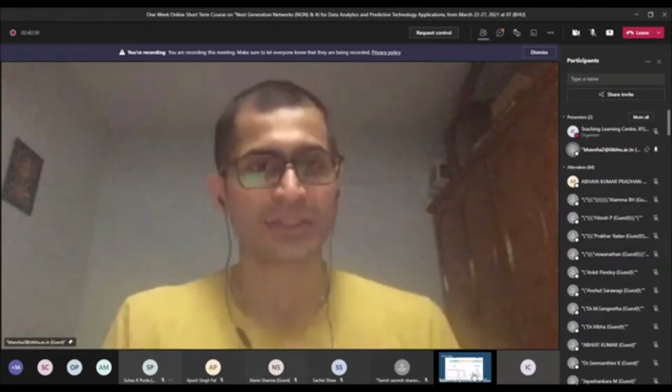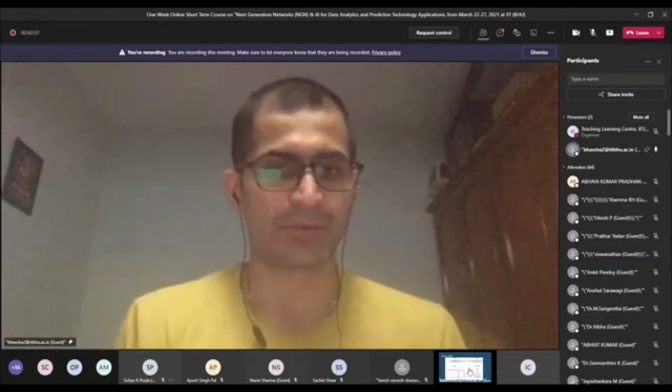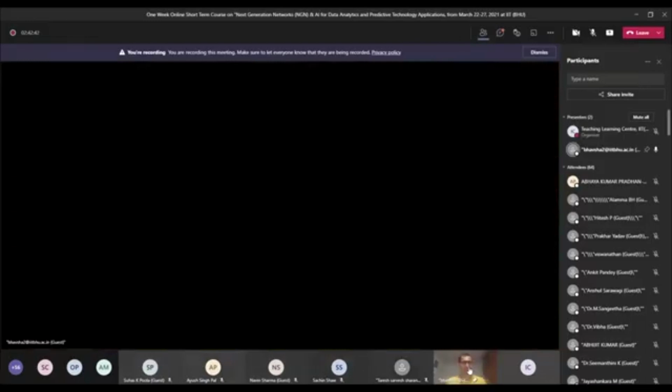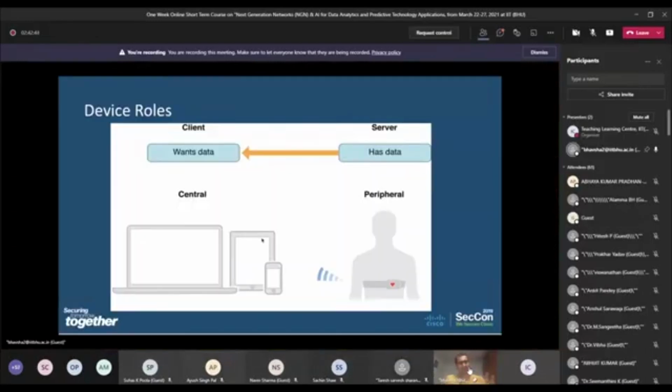So as you can see, the client is the mobile phone on which the application is installed. Basically, it wants the data. That's why it is called the central. As you can see, the name interchanges. Sometimes it's called client, sometimes master, sometimes central. But the simplest thing to remember is whoever wants the data is the client. And who has the data, which is your FitBand device or blood pressure monitor device, is the server. Okay, so this is how the roles are defined.